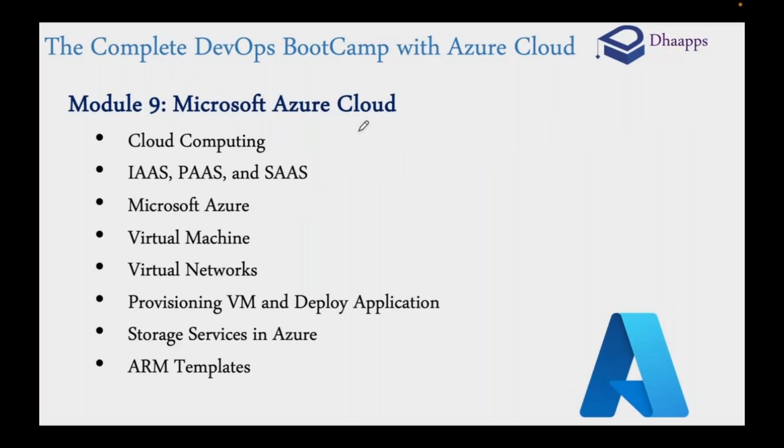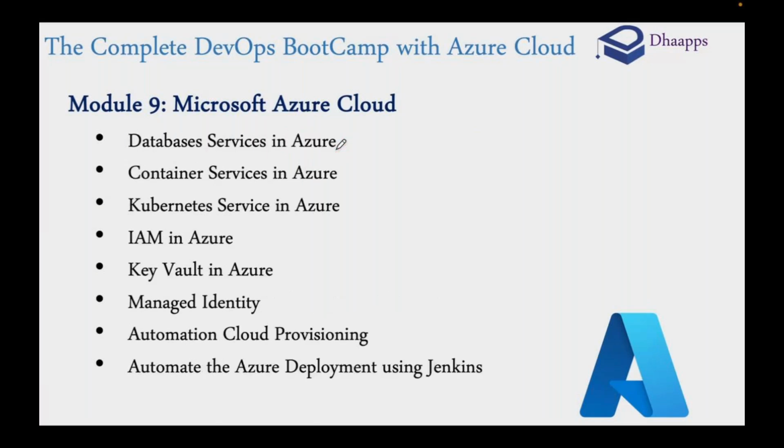And then module 9. Whatever we learned so far, we are going to implement in the cloud. Don't worry if you don't know about cloud. We'll start from scratch. What cloud computing is, what IaaS is, what Microsoft Azure is, what a virtual machine is, networking, VMs, storages, how to automate them, and we'll see the database service, IAM service, Kubernetes service, and so on.